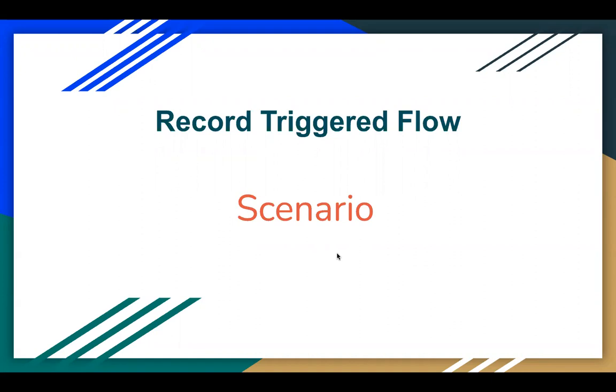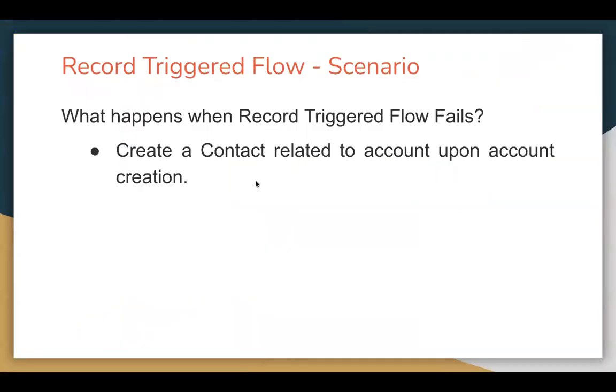In this video, I'm going to demonstrate a scenario related to record trigger flow. So let's understand the requirement first. In this video, I'm going to demonstrate what happens when a record trigger flow fails. I will be demonstrating this with the help of a scenario. The scenario is that we need to create a contact related to an account upon account creation, right? Knowingly, I will be implementing this flow in such a way that it breaks from the UI. And then we'll see what happens and how we can fix that.